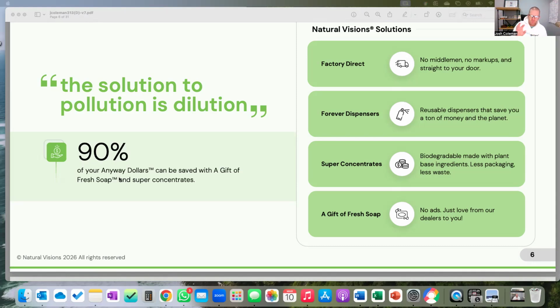So I hope this resonated with you. If you have any questions or feedback, you guys know how to get in touch with us. But I encourage you to spend some time with this because this is the conversation and the conviction you have to have around Anyway dollars so that your customers fundamentally understand it. Hope that makes sense. Look forward to some feedback.